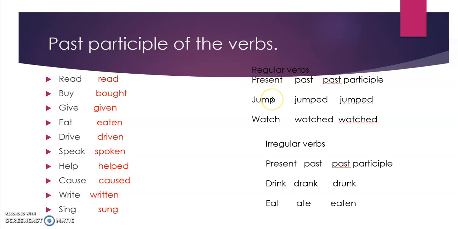The regular verbs only have two columns, the present and past. But if you need the past participle, you only repeat the second column. Yes, because if you look on the internet, you will always find lists of regular verbs with two columns. You repeat the second column because they are the same. In this case, in present, jump. In past, jumped. In past participle, the same that you wrote in past.